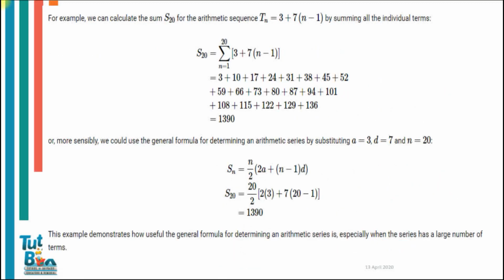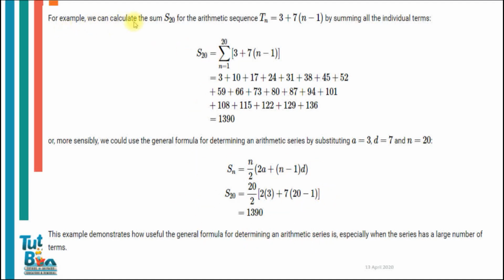Right, so for example, we can calculate the sum S20 for the arithmetic sequence Tn is equal to 3 plus 7n minus 1 by summing all the individual terms. Okay, this one at least is 20, so it's not that much of a nightmare, but it's still a nightmare. I mean, look at this, who has time to do that? But anyways, let's look at it and see whether we get the same answer using the long method and the same answer using the formula.